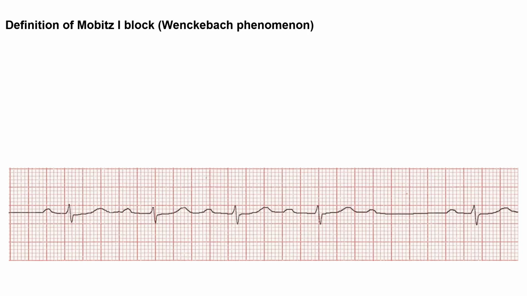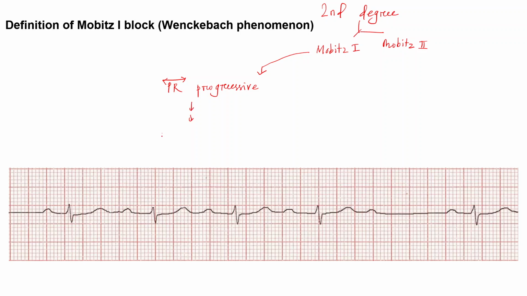Now coming to second degree heart block. There are two types, type 1 and type 2, known as Mobitz type 1 and Mobitz type 2. First, we'll start with Mobitz type 1. What happens in Mobitz type 1? This is also known as the Wenckebach phenomenon. In Mobitz type 1, the PR prolongation is progressive. There is successive progressive PR prolongation, and ultimately it will lead to non-conduction of the impulse. We'll see the ECG and then we will be able to understand more.